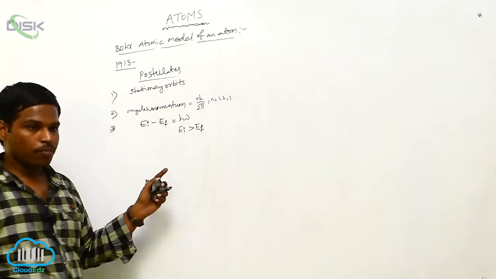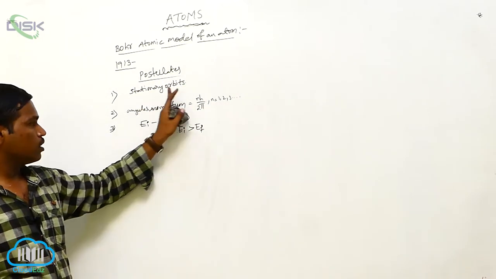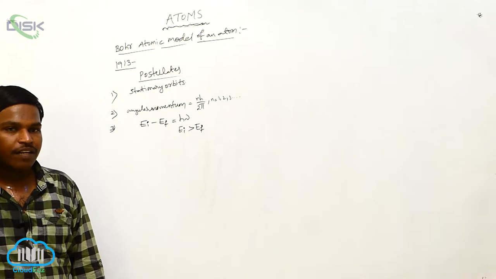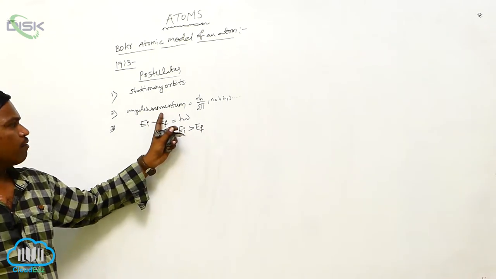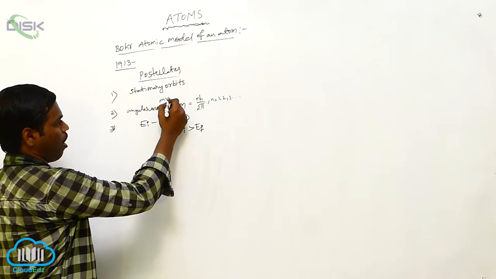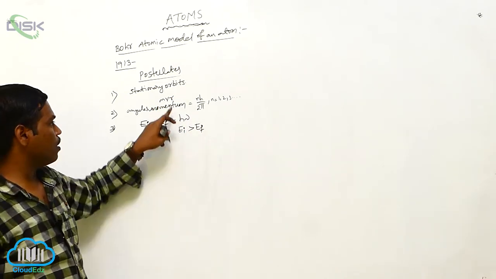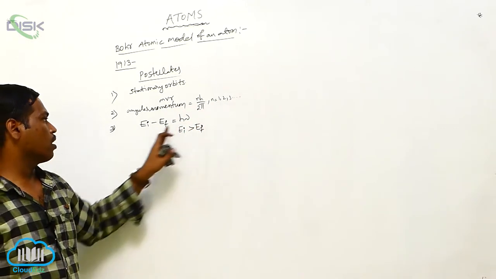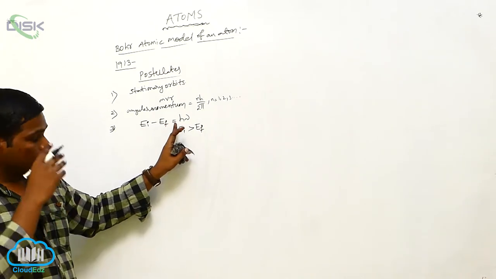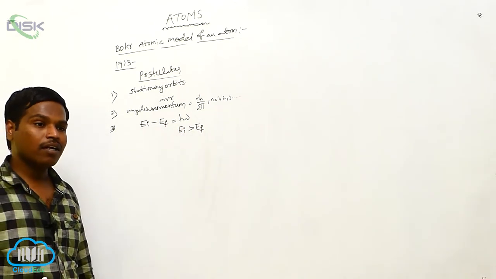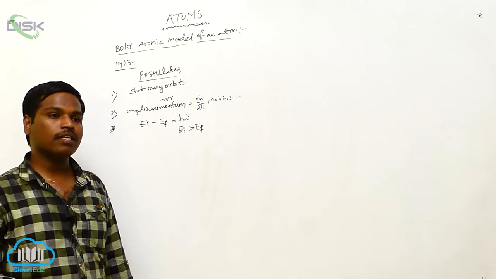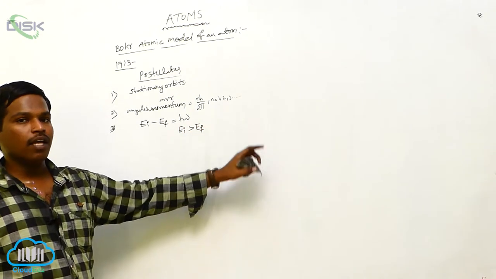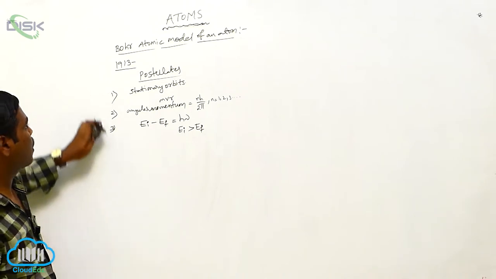So there are three postulates given by Bohr: the stationary orbits, where the electrons revolve in particular orbits which have a definite total energy; and the angular momentum of an electron, that is mvr, is equal to nh by 2 pi, n is equal to 1, 2, 3, and so on; and Ei minus Ef is equal to h nu. That means if an electron makes a transition from a higher energy level to a lower energy level, then a photon of energy is emitted. These are the three postulates given by Bohr.